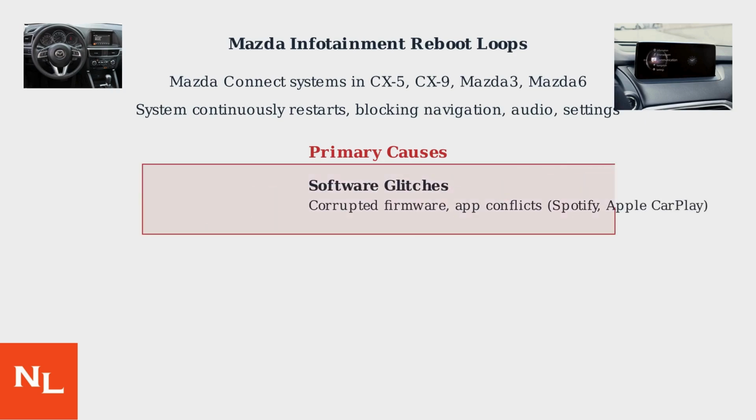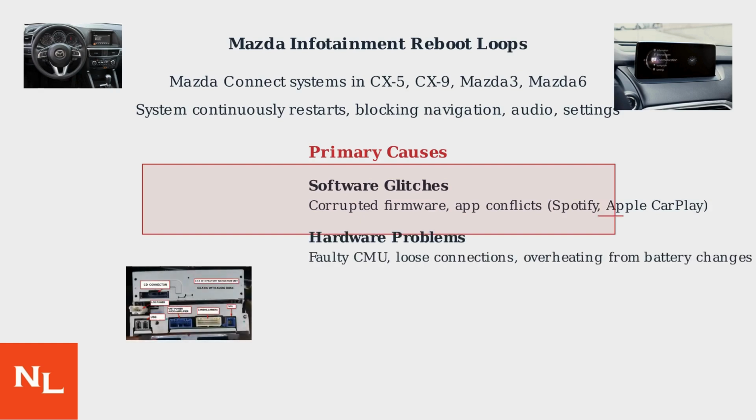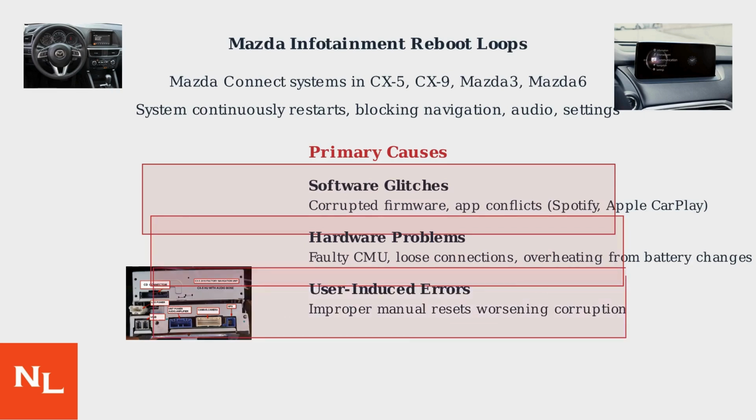Software glitches include corrupted firmware or conflicts with apps like Spotify or Apple CarPlay, which can clash with the system's operating software. Hardware issues may involve a faulty car multimedia unit, loose electrical connections, or overheating, often triggered by battery replacements causing electrical surges. User-induced errors, such as improper manual resets without backing up data, can worsen existing corruption in the system.